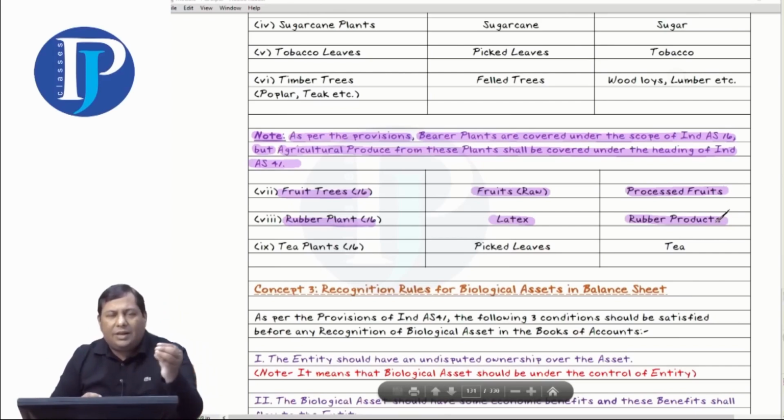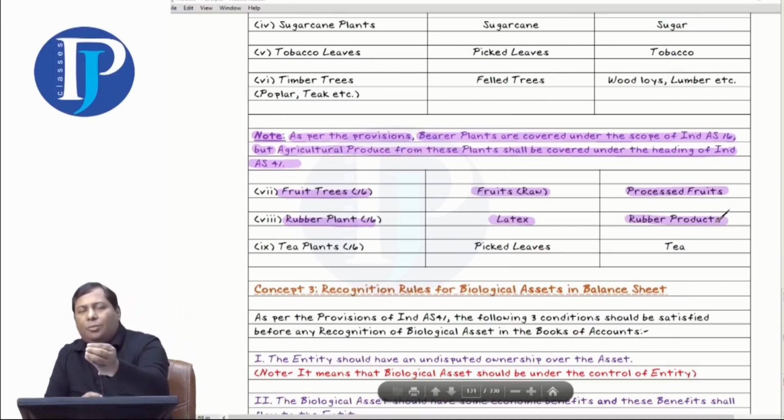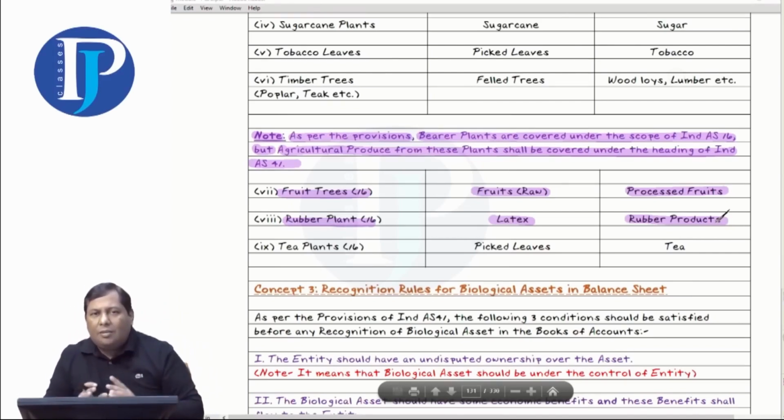We have already discussed the definition of biological assets and agricultural produce in class. This is nothing new, students. Don't think that I am explaining everything fast. I am just revising it. I am here to revise.